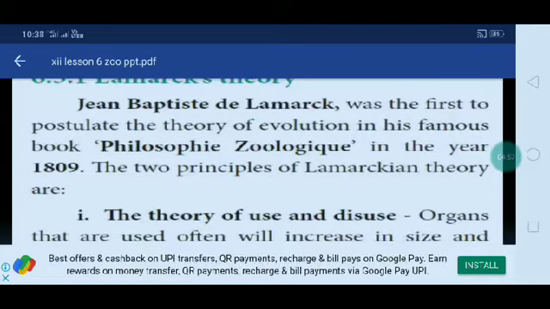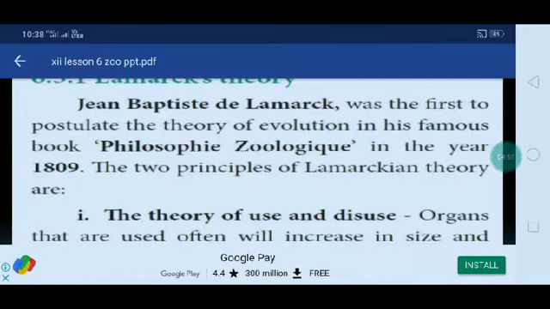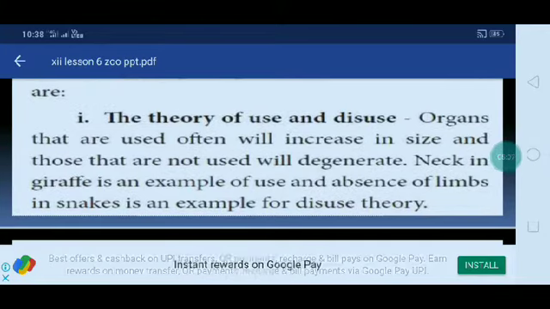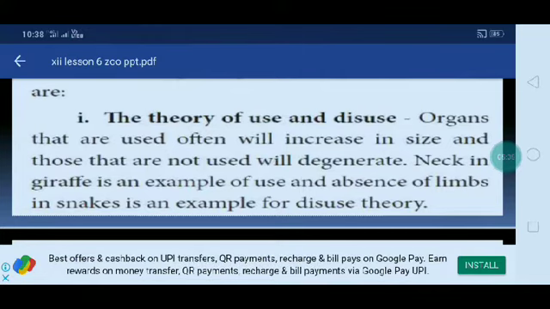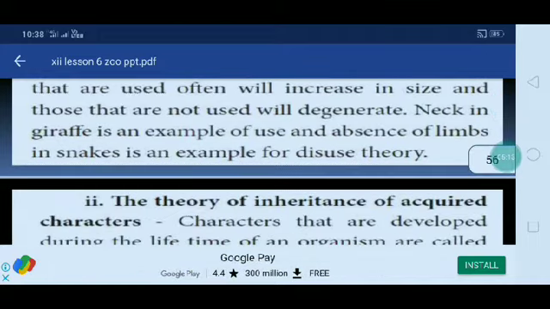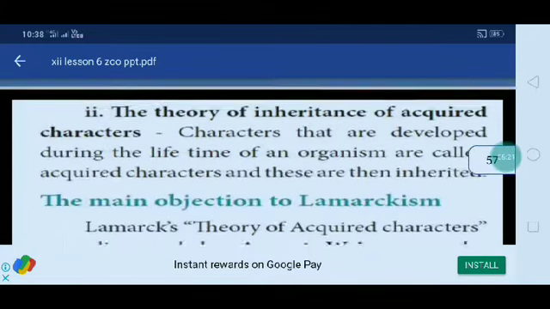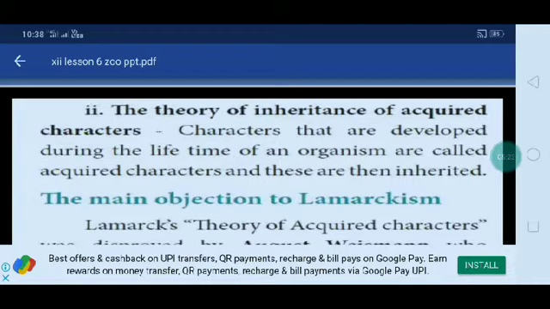First you have to use the parts, and those parts will grow. Organs that are used often will increase in size, and those that are not used will degenerate. The neck in giraffe is a good example for use, and the absence of limbs in snakes is an example for disuse. The next one is the theory of inheritance of acquired characters.